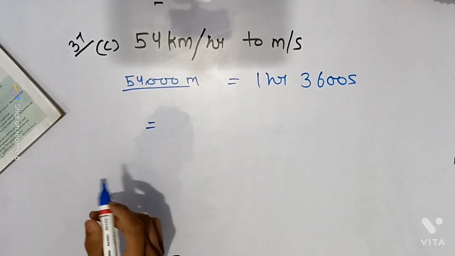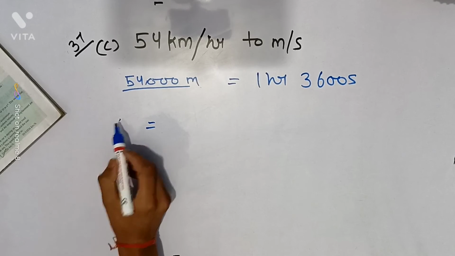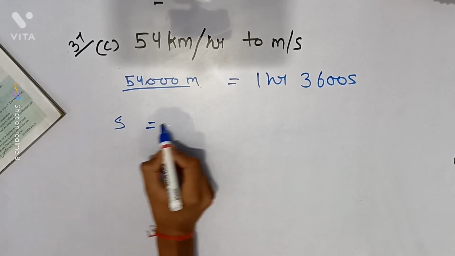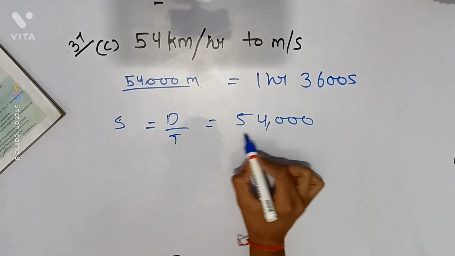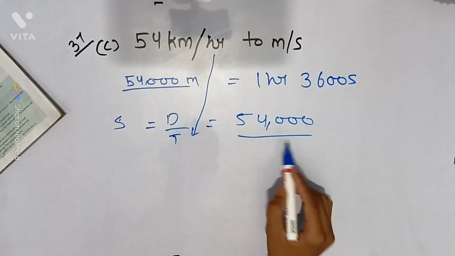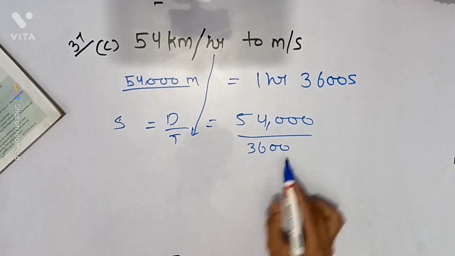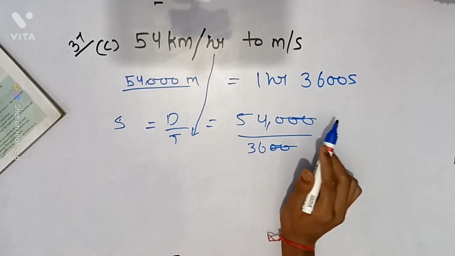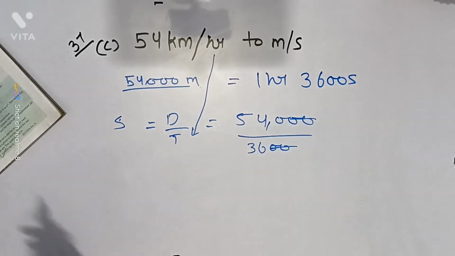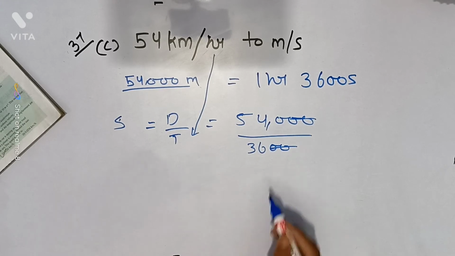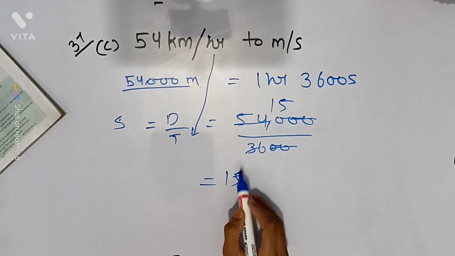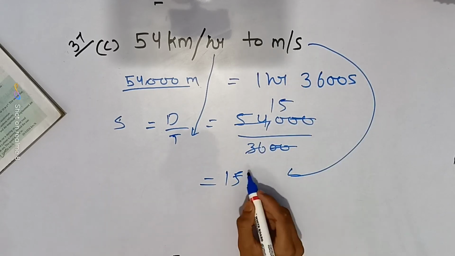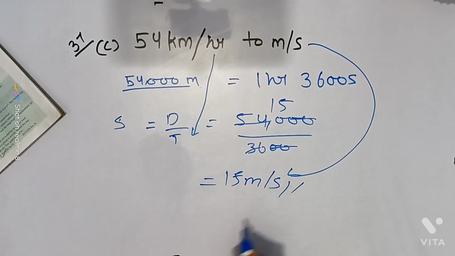Now we will put these things into the speed formula, that is distance upon time. Distance we know is 54,000 and our time is 3600. So we will divide it and we will get the answer of this question. When we divide it, we get 15. So if we change it into meter per second, then we get the answer 15 meter per second. So this is the answer of our 37th numerical C part.